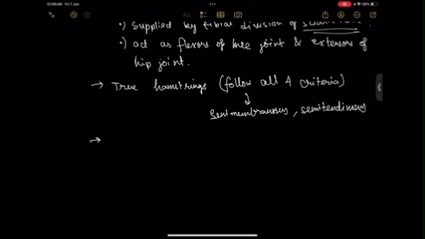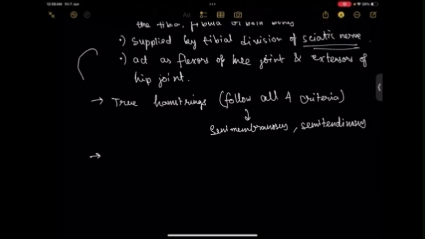Let me give a small recap. When you know semimembranosus has its origin from the ischial tuberosity, I hope you remember the shape. I will show it to you once again, but still I hope you remember it. This was the ischial fibers of adductor magnus. Then this was the long head of biceps femoris. This was the semitendinosus.